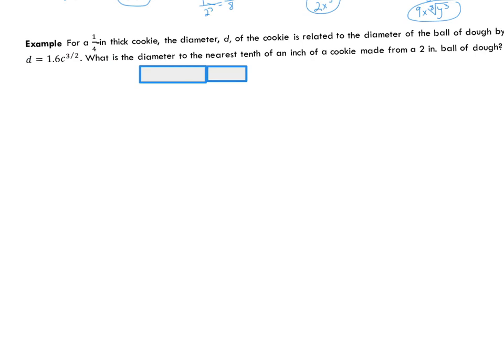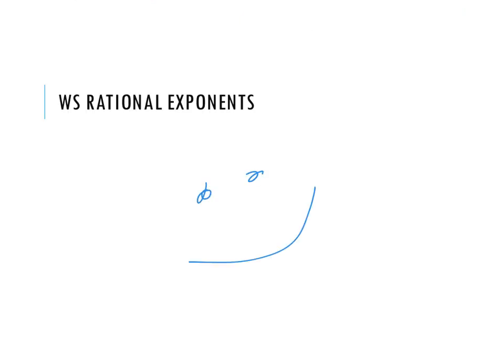In our last example, for a 1/4 inch thick cookie, the diameter d of the cookie is related to the diameter c of the ball of dough by d equals 1.6 c to the 3/2 power. What is the diameter to the nearest 1/10 of an inch of a cookie made from a 2-inch ball of dough? So if I have a 2-inch ball of dough, that is going to be c equals 2, and our approximation using a calculator is about 4.5 inches. We're done. Practice time.